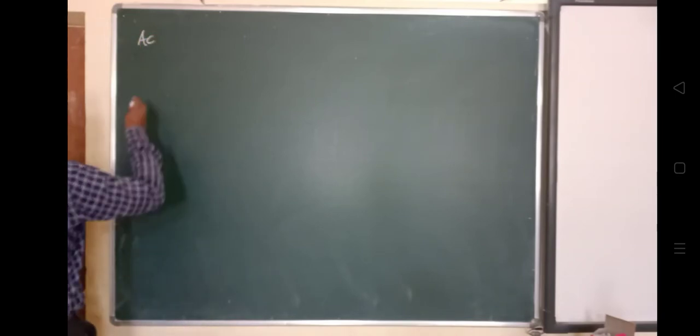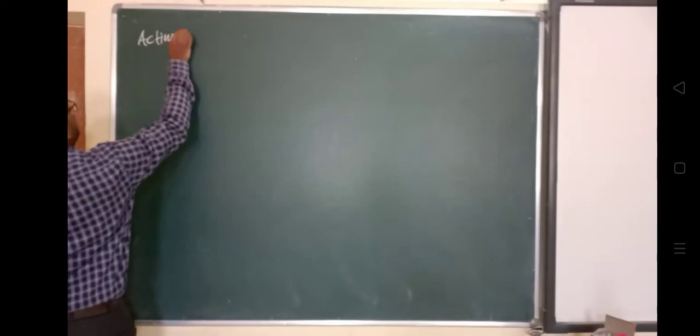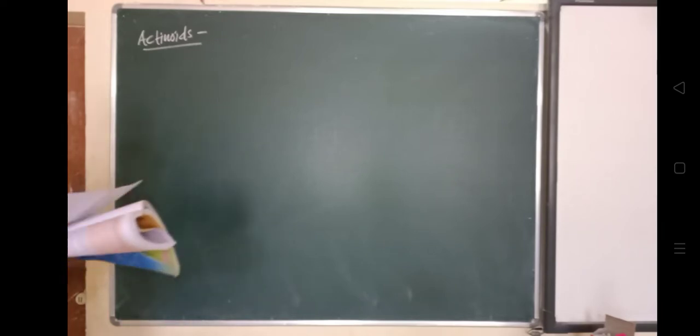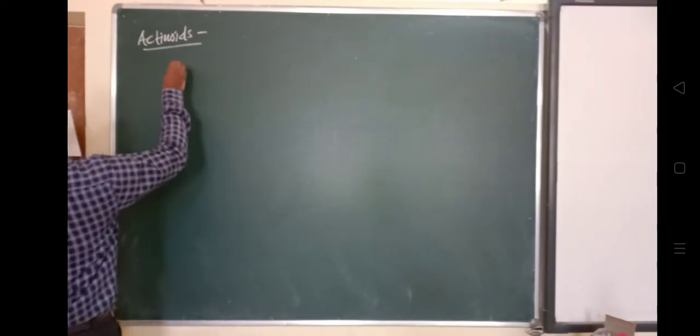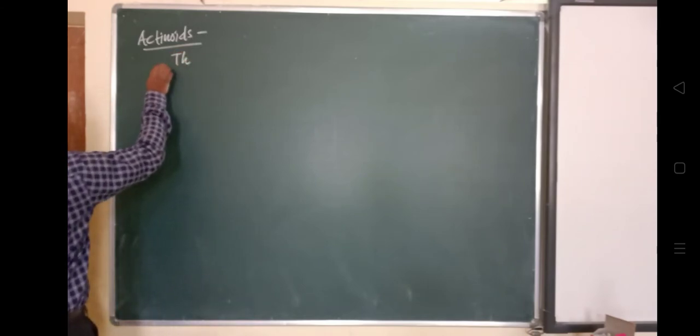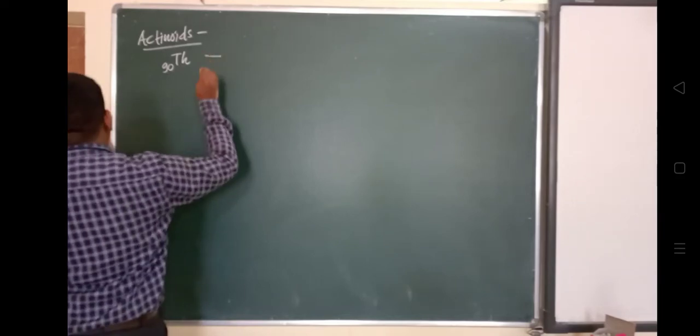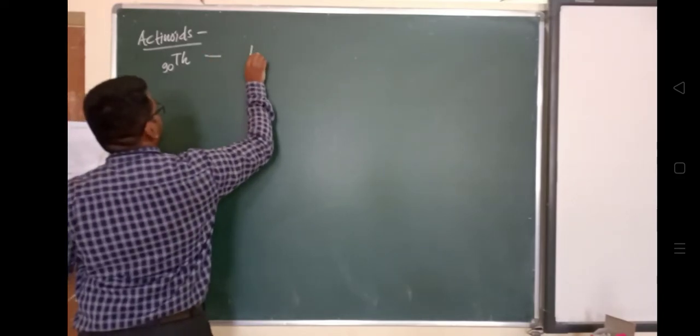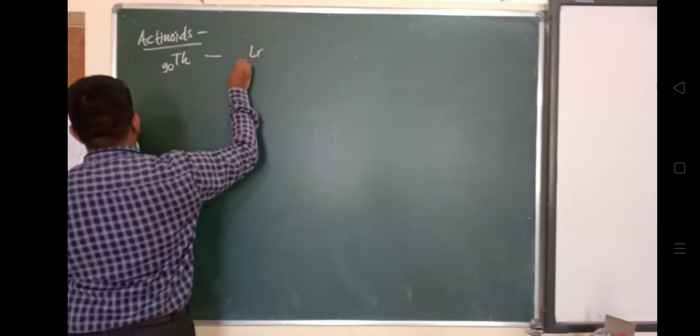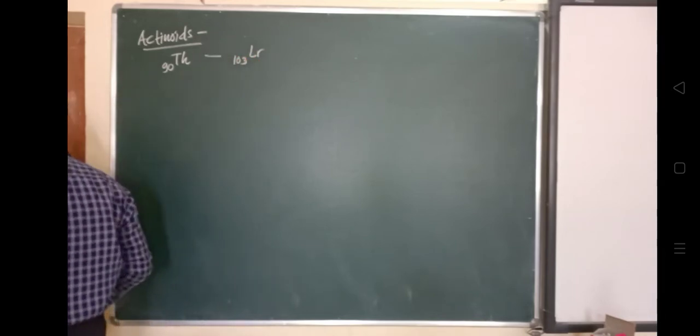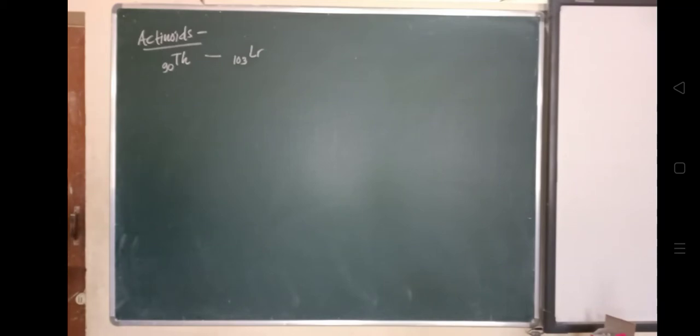So the next series of elements are called actinoids, in the transition elements, the f-block elements. These actinoids start from the element thorium, whose atomic number is 90, and end at lawrencium, Lr, whose atomic number is 103. So this is about actinoids.